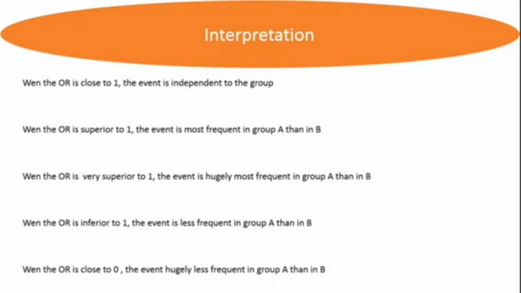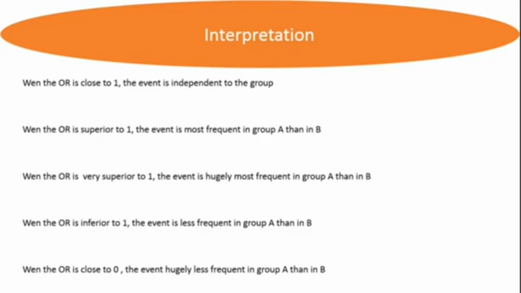But if you have the contrary, an odds ratio that is superior to 1, we can say that the event is more frequent in group A than in group B. That means that belonging to group A is at risk. When one tends to belong to group A, it increases your probability to have a disease, if we stay in an epidemiology situation. And the other situation is when we have an odds ratio that is much higher than 1. So that means that the event is hugely more frequent in group A than in group B.